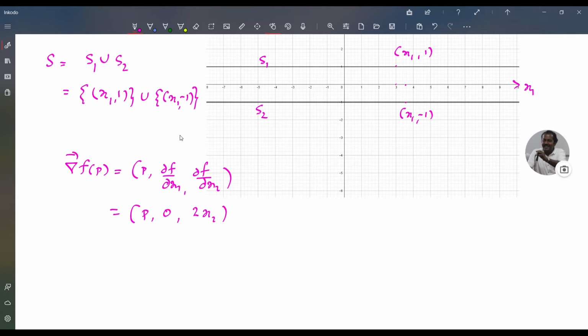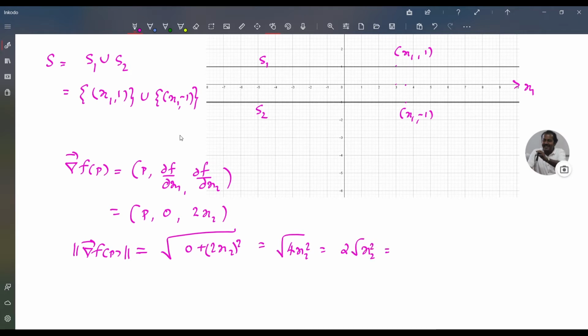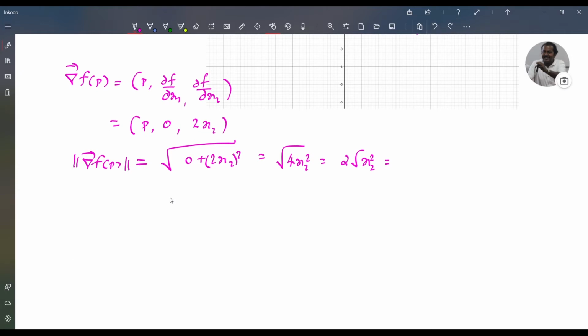And you know that norm of del f of p is equal to square root of 0 plus (2x2) whole square. So this is square root of 4 x2 square. So this is 2 root x2 square. So this is 2 into, you know that x2 square is 1, so 2 into root 1, so this is 2.